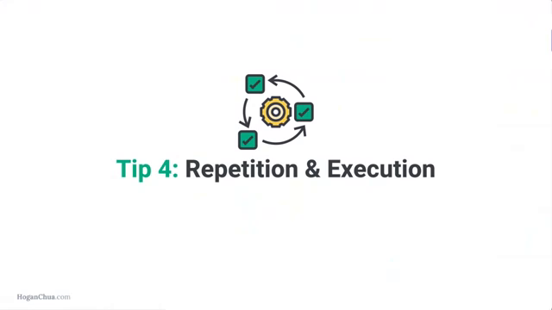So tip number 4 is repetition and execution. In this video, I've shown you how to do everything just once. For example, I've shown you how to set up the website once, how to use the builder once, how to create content once, how to do keyword research once, and how to add that content onto your website one time. So you've learned everything one time, right? But to actually get results, you've got to repeat those actions over and over again.